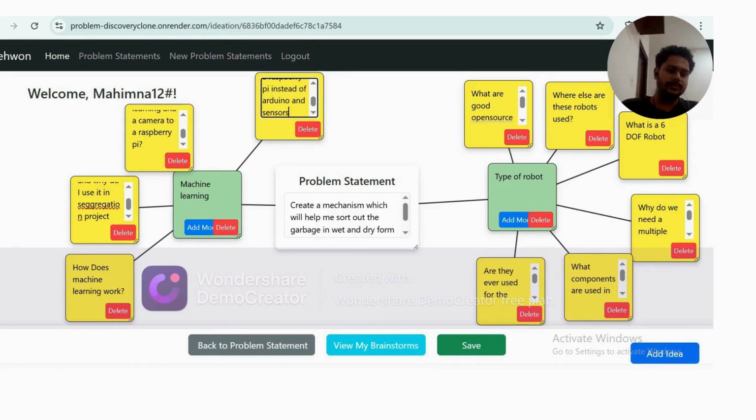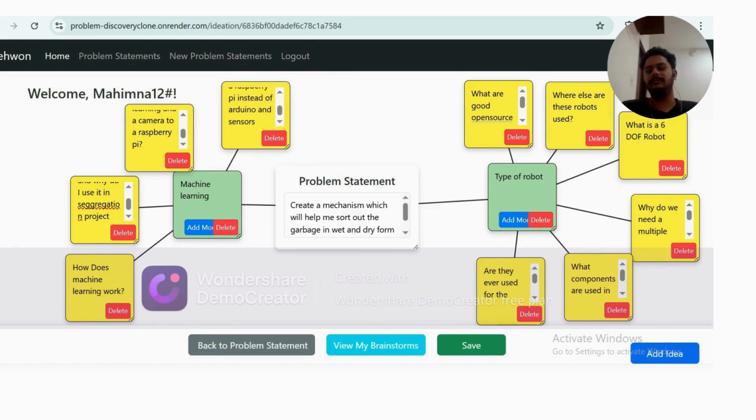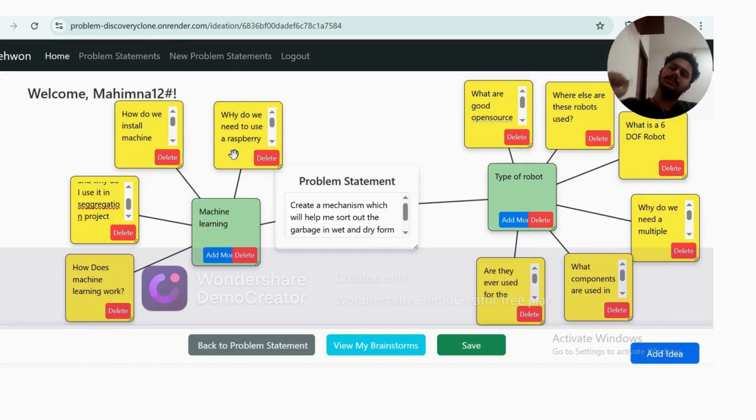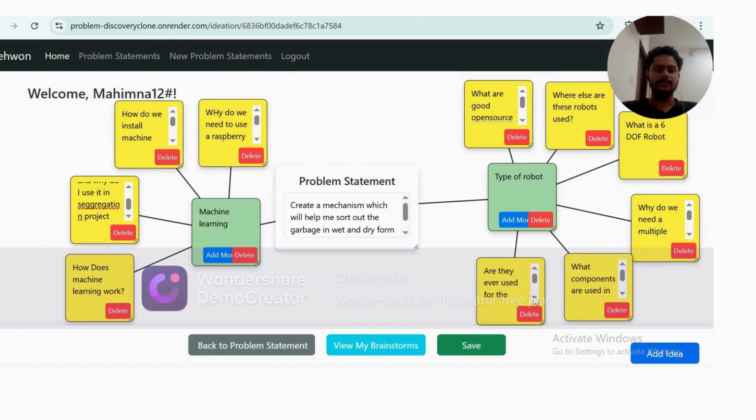Why exactly do we need to do machine learning? If the solution can be done with sensors, why don't we do that? So what is the reason the AI has told us to use Raspberry Pi instead of Arduino? All of these questions which are ringing in my head, I've asked, and I have written down those questions here.